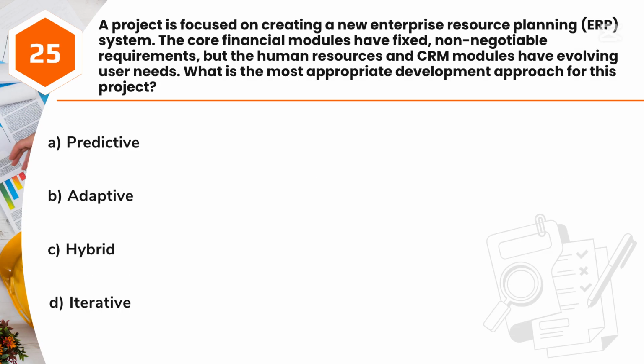Question 25. A project is focused on creating a new enterprise resource planning (ERP) system. The core financial modules have fixed, non-negotiable requirements, but the human resources and CRM modules have evolving user needs. What is the most appropriate development approach for this project? A. Predictive, B. Adaptive, C. Hybrid, D. Iterative.